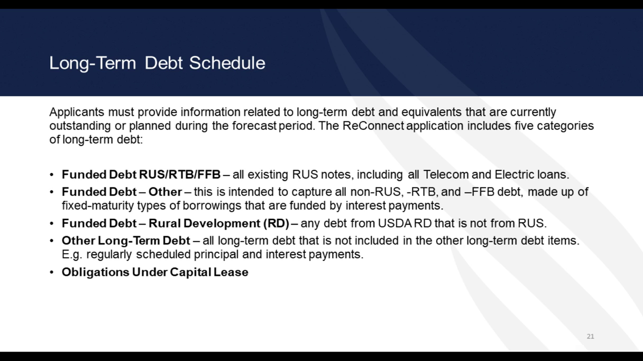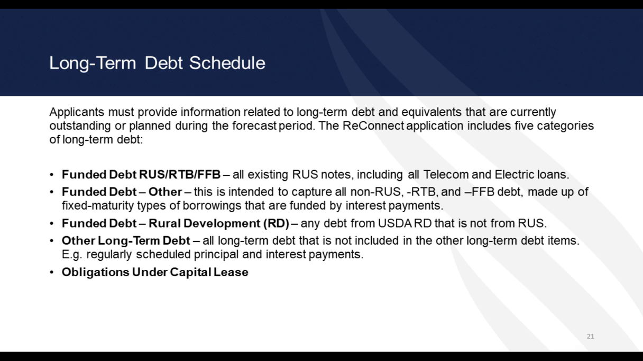The ReConnect application includes 5 categories of long-term debt: funded debt, RUS, RTB, FFB. This section is intended to capture all existing RUS needs, including all telecom and electric loans. Funded debt other. This is intended to capture all non-RUS, RTB, and FFB debt made up of fixed maturity types of borrowings that are funded by interest payments. Funded debt rural development. This section should capture any debt from USDA RD that is not from RUS.